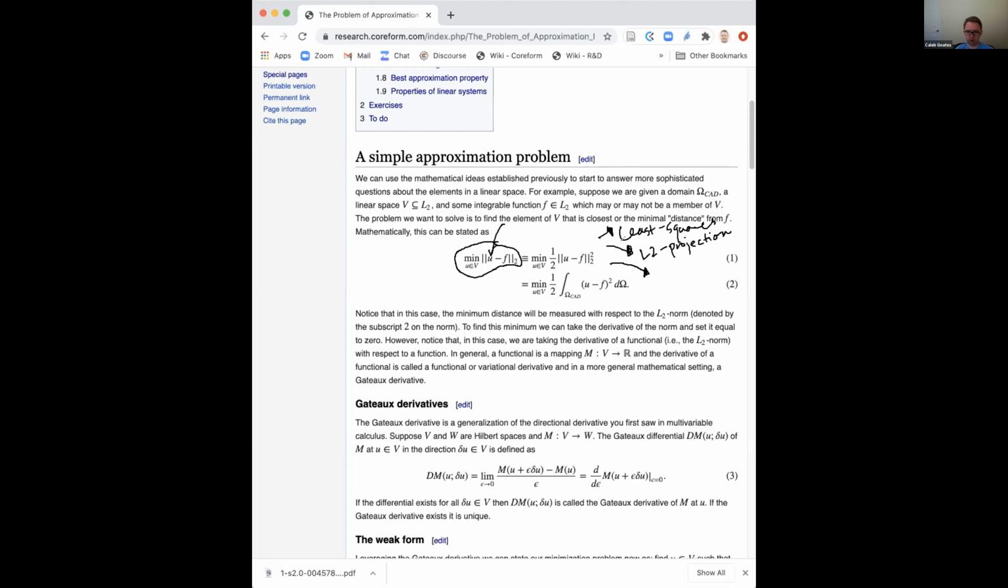Well, this is fitting to CAD. Fitting to CAD. Yep. So in that case, F is a CAD model and U is some other spline object, and we're trying to get a good fit.